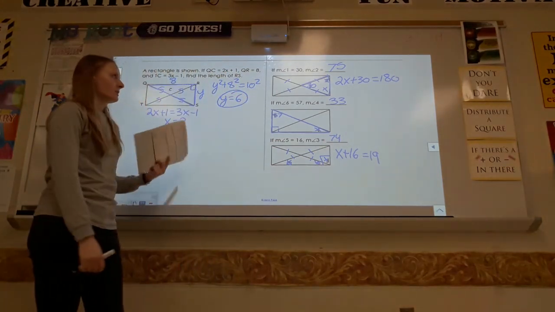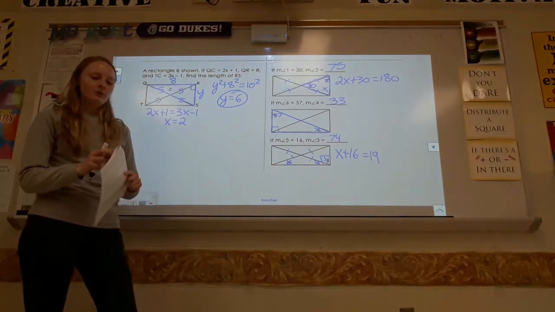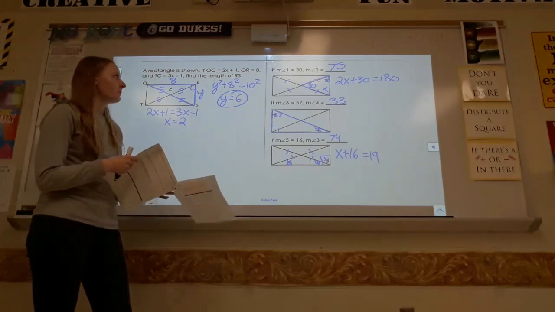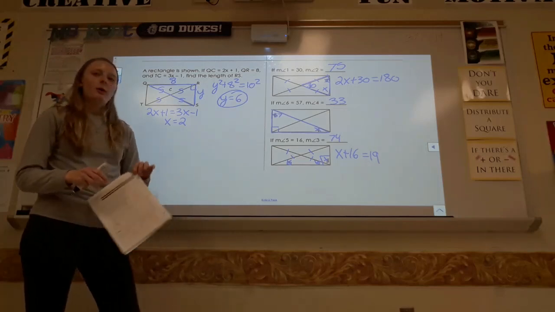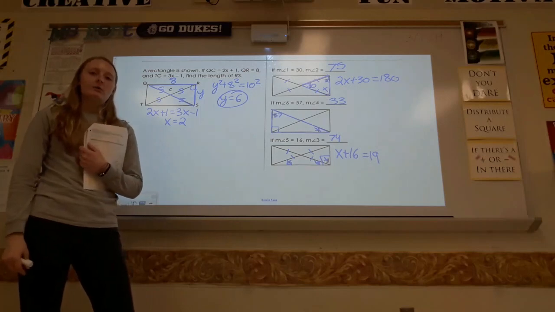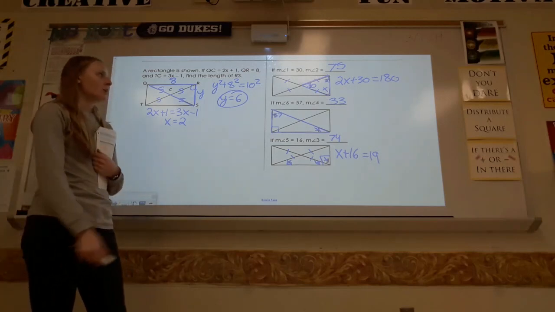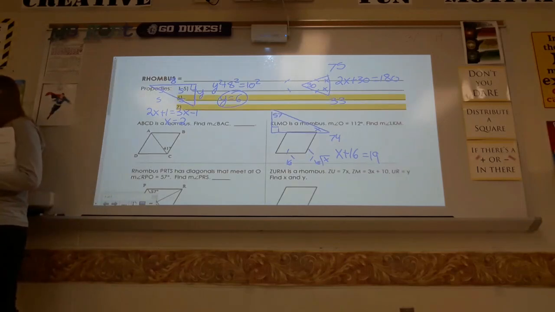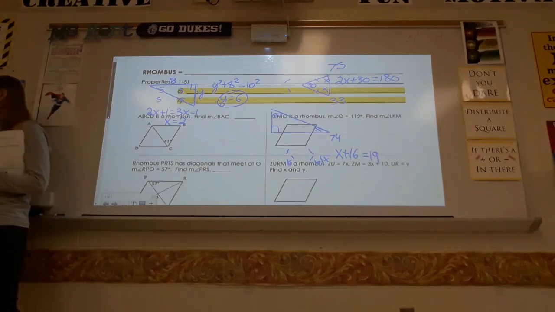Okay? So that's how you guys will work with your rectangle. Again, look for triangles wherever they're helpful. And remember that extra property is that the full lengths of the diagonals are congruent and the corners are 90 degrees by definition. The next shape we're going to talk about is a rhombus.